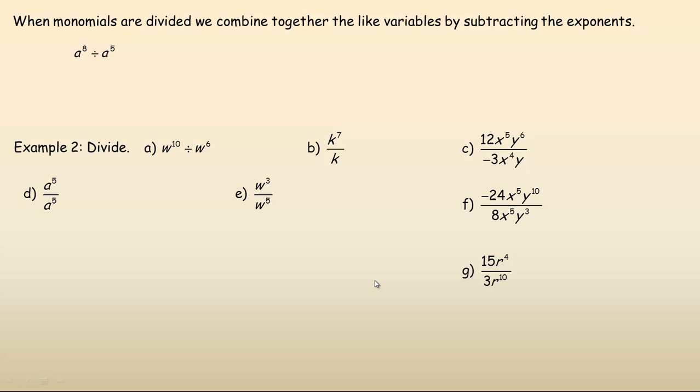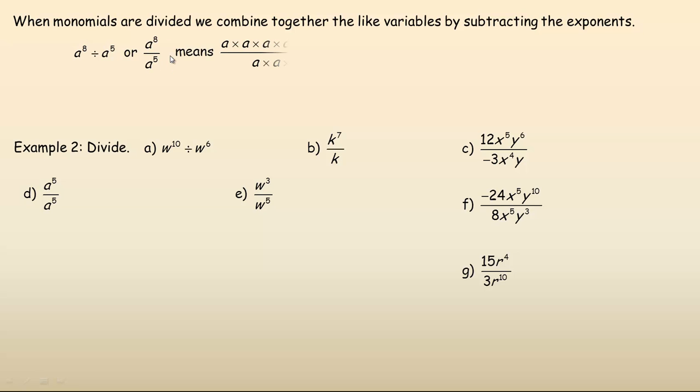Second page, when monomials are divided, we combine like variables by subtracting the exponents. I'm going to explain why you do that here before we get into the examples. Let's say we were dividing a to the power of 8 by a to the power of 5. We could write it like this. Both of those mean that we're dividing a to the 8th by a to the 5th.